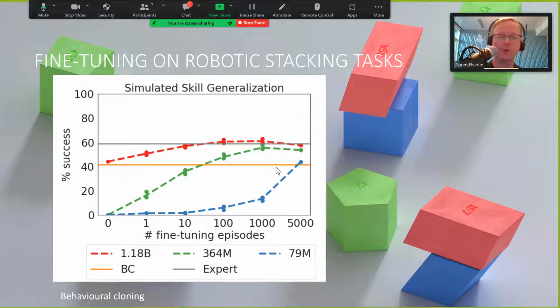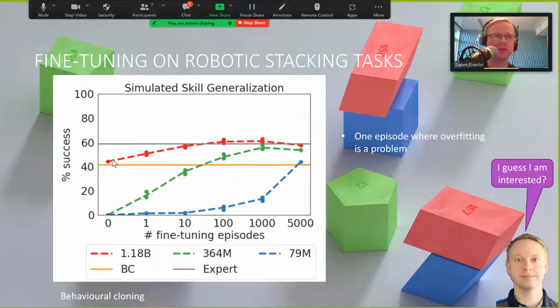You can see the blue one, the smallest model, picks it up relatively slowly, and the green one much faster, and the red one, the biggest model at 1.2 billion parameters, is much faster and even starts out better than the behavioral cloning algorithm. They do describe that there was one episode where overfitting was a problem, and that's the kind of thing that I always want from these papers: to actually dig into just one interesting example. It would have been really interesting to see what is actually going on in this particular problematic episode. But unfortunately, papers don't like to give very, very concrete examples.